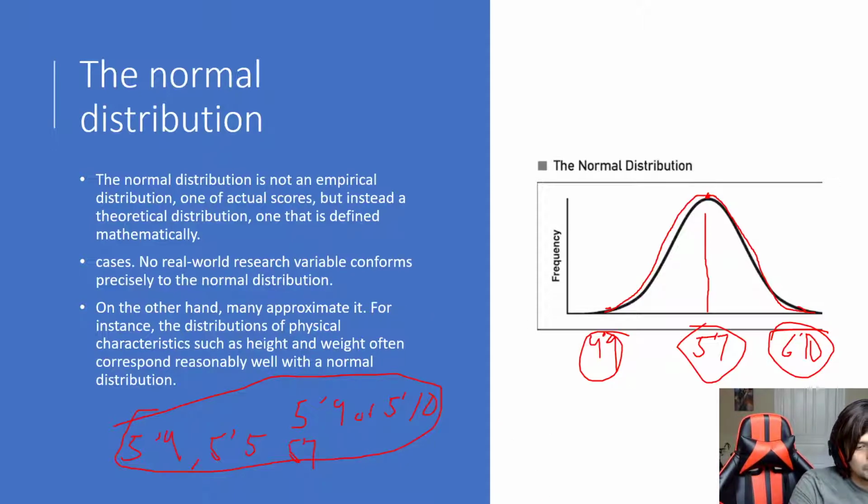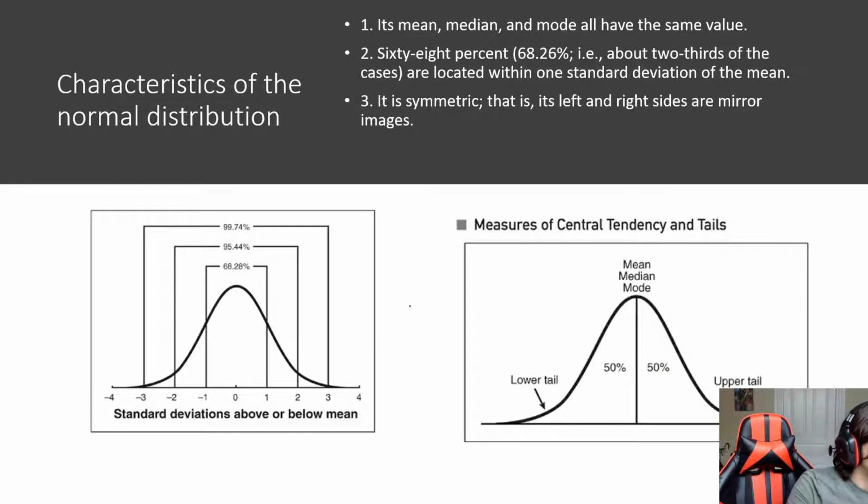So let's move forward. Your characteristics of the normal distribution. Let me break this down. We have standard deviations. This is important, and you need to understand what a standard deviation is. So anyway, don't mind the standard deviation. The first trait of the normal curve is that its mean, median, and mode all have the same value.